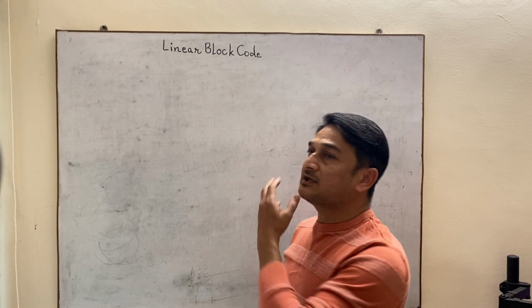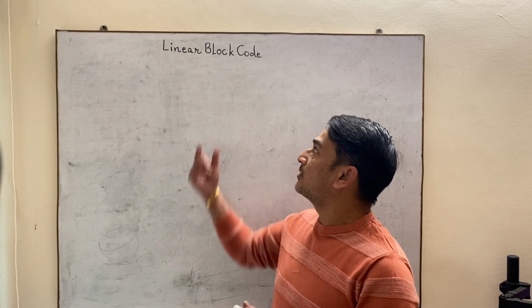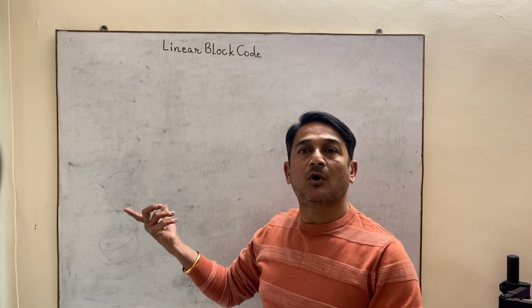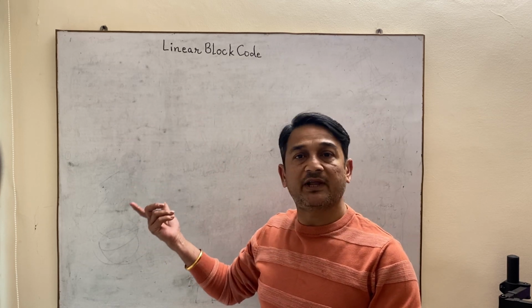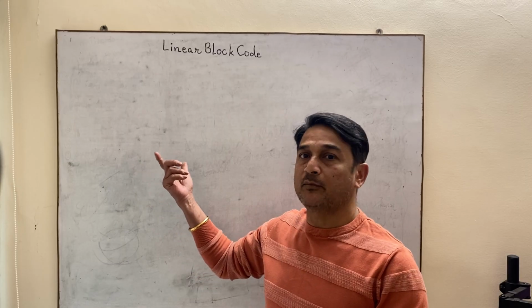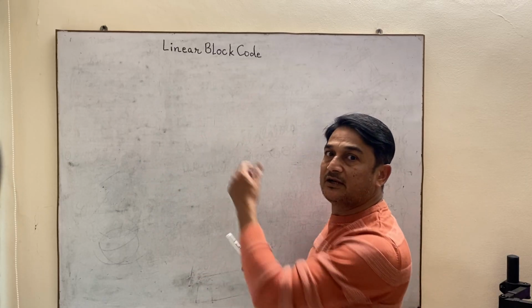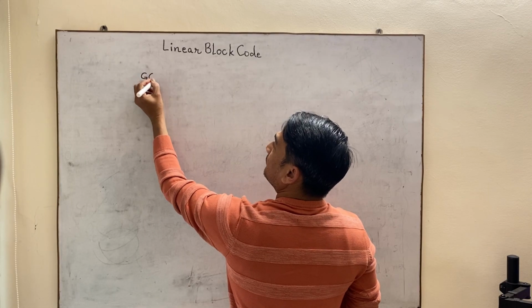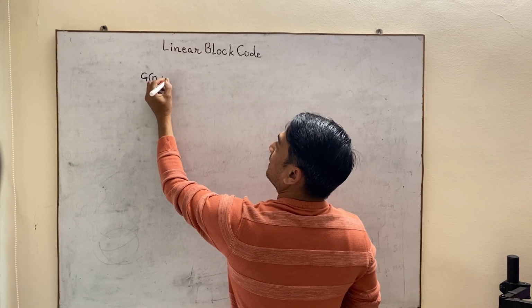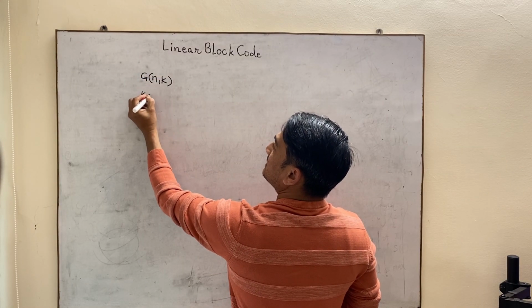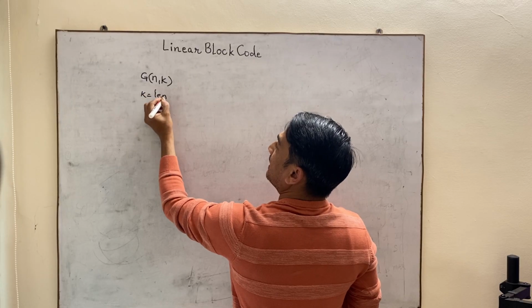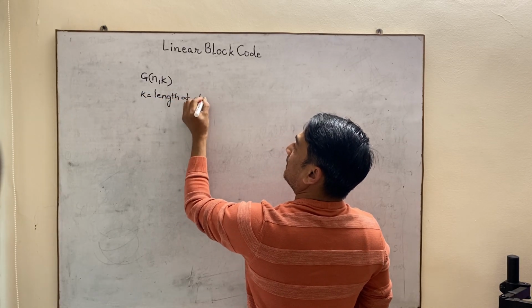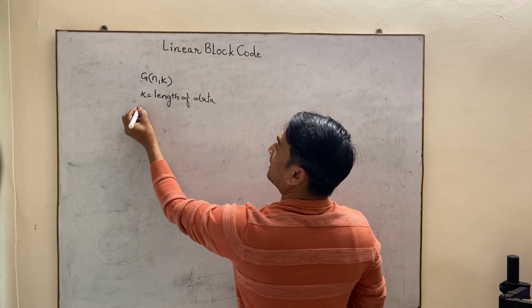In this video, we are going to understand the concept of linear block code. First we will understand how linear block code is generated, and then we will take an example to understand it better. So basically in linear block code, there is a generator matrix of (n, k), where k is the length of data and n is the length of code.